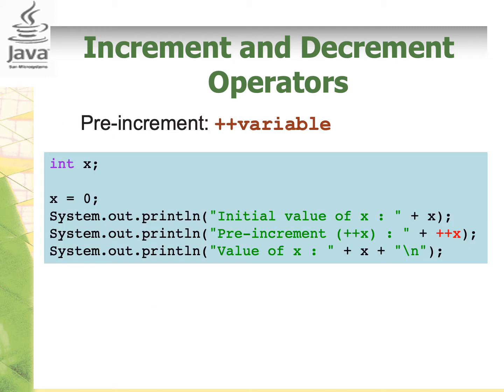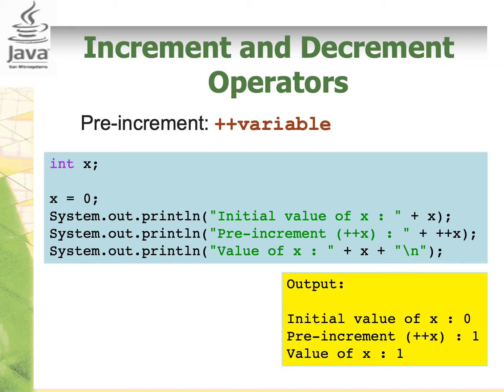To understand this concept, let's look at this simple example. We'll start off with pre-increment. Say that we have int x = 0. The first print line is displaying the initial value of variable x. Next print line is the pre-increment because we have ++x. And the last print line is displaying the new value of variable x. What do you think will be the output when we run this code?